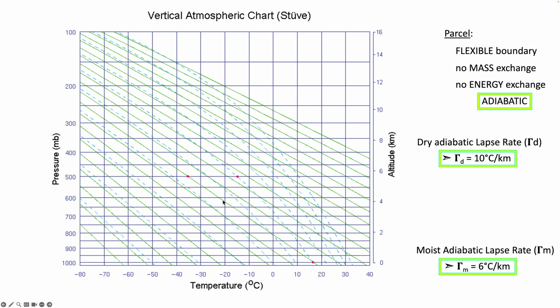Now you'll notice that even though both parcels started at 1,000 millibars, at 500 millibars the temperature inside of the moist parcel is a good bit warmer than it is inside of the dry parcel. The reason this is so is because of the latent heat that's released as you lift this saturated moist parcel. As you lift this saturated moist parcel and cool that saturated air, the vapor is going to condense, latent heat is going to be released, and you see that released latent heat reflected in this warmer temperature at 500 millibars in your moist parcel.